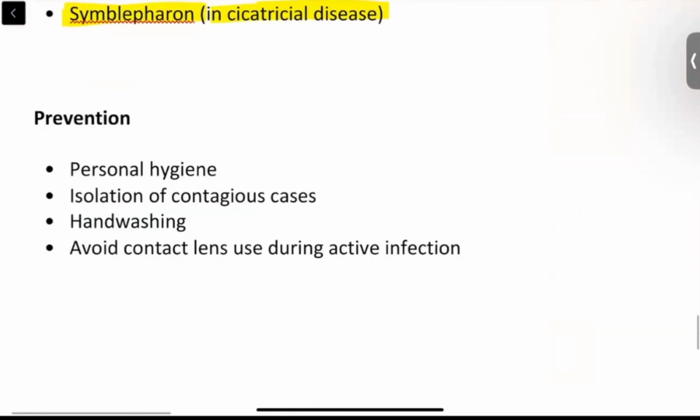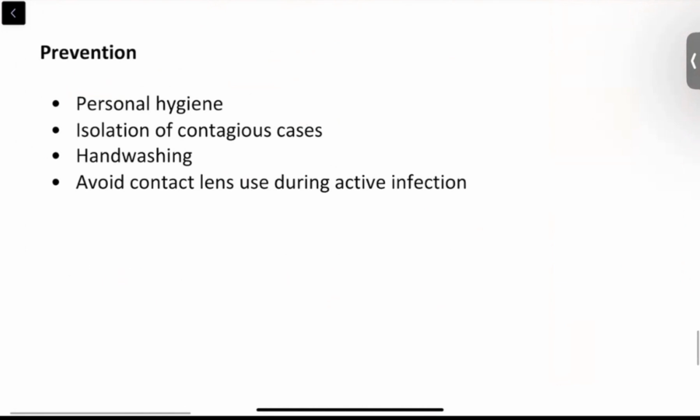How do we prevent conjunctivitis? Just like I told before, by preventing acquiring the infection. For that, personal hygiene is needed. Isolation of contagious cases. If one person is having conjunctivitis at home, try to avoid contact with that person until conjunctivitis heals. And then frequent hand washing, because just like we saw, bacterial conjunctivitis was spreading through direct route.